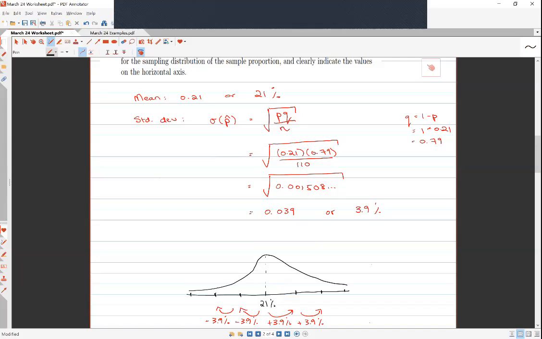So what I end up with is, here I have 24.9%. I add 3.9 to that again, I get 28.8%. Add 3.9 one more time, I get 32.7%. And in the opposite direction, I'm going to subtract, right? So 21 minus 3.9 gives me 17.1%. Subtract 3.9 again, I get 13.2%. Subtracted one more time, I get 9.3%.